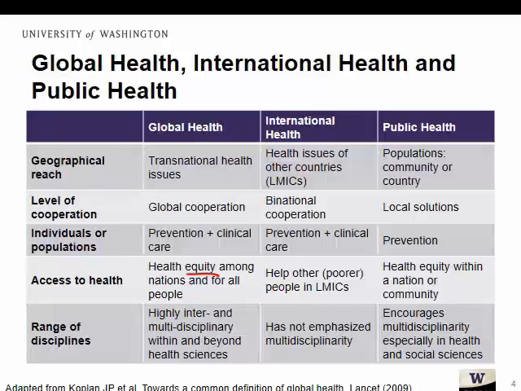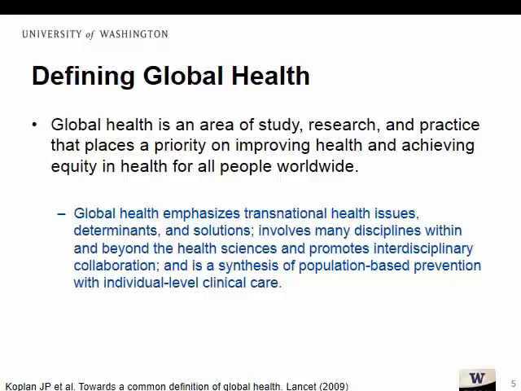But I encourage you to read this paper that I talked about and assigned as a reading for this week. So in this slide, I want to quickly read the definition of global health as written in that paper by Copeland et al. That I talked about in the previous slide. Global health is an area of study, research, and practice that places a priority on improving health and achieving equity in health for all people worldwide.